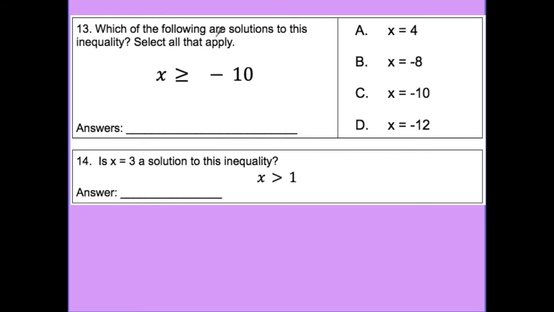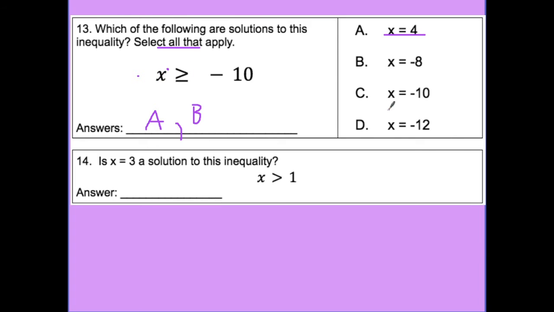Which of the following are solutions to this inequality? So we have to select all that apply here. x is greater than or equal to negative 10. So if I replace x with a number here, so 4, is 4 greater than or equal to negative 10? It is. So let's do the same with the next number. Is negative 8 greater than or equal to negative 10? If we replace x with that, yes it is. Choice B also works.